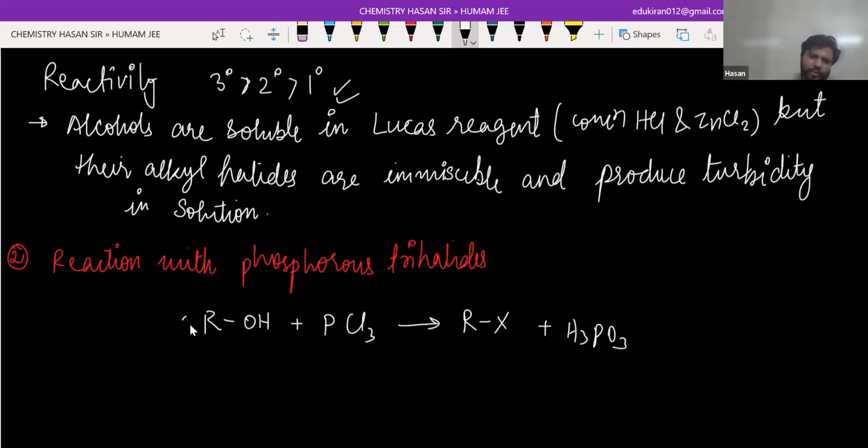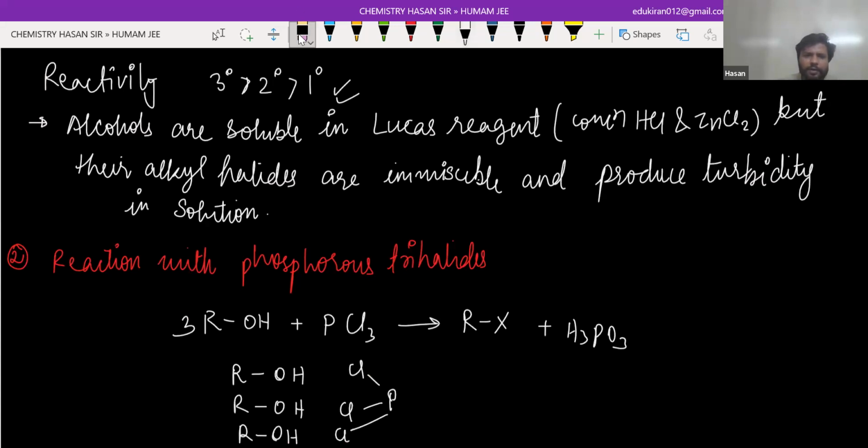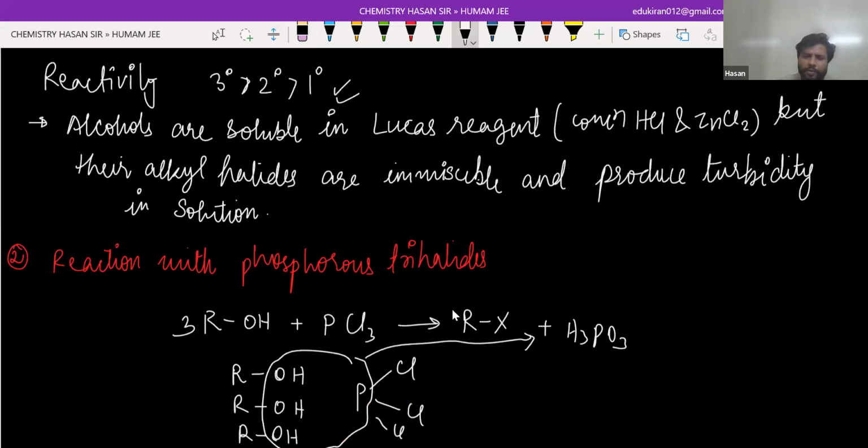I gave you a trick to remember. You are going to take 3 moles of ROH. And here I'm going to write PCl3, Cl and Cl. So, P, Cl, Cl, Cl, and remove this. So, what will it give you? H3PO3, and 3 moles of RX.